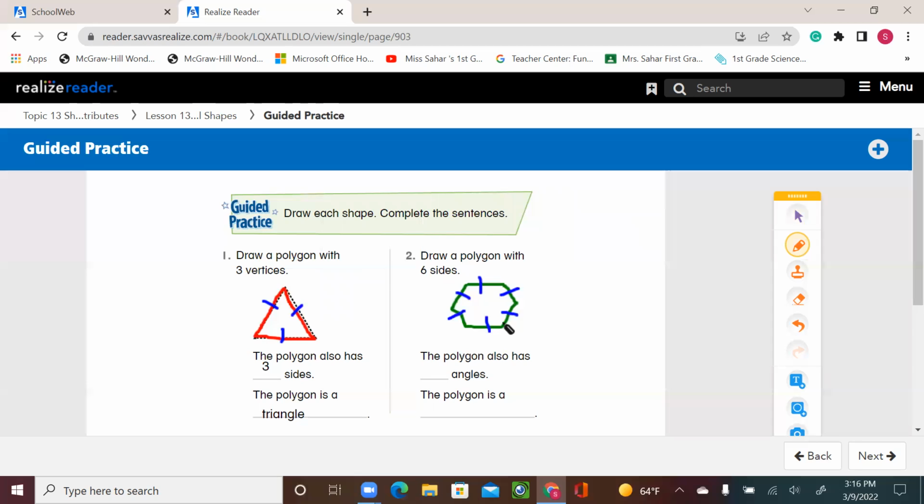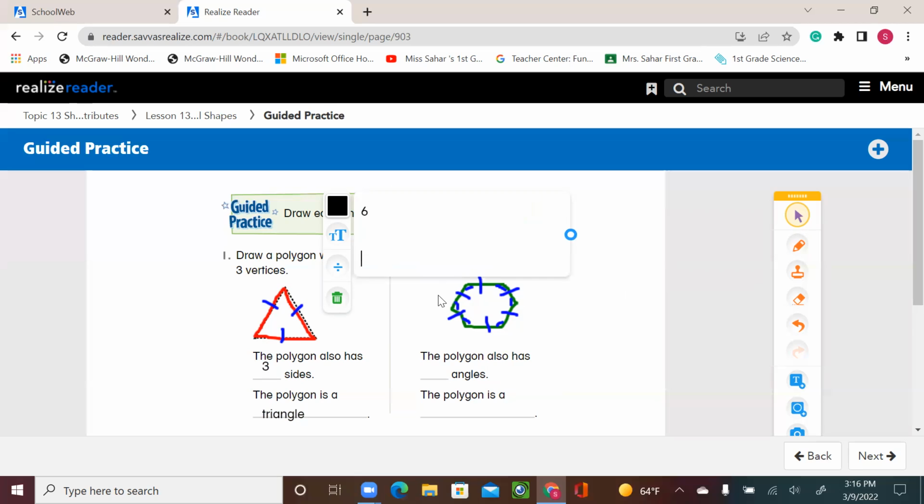And these are my angles. 1, 2, 3, 4, 5, 6. So let's put this down. So the polygon also has 6 angles. So I'm going to write 6. And I'm going to write the name of my shape, hexagon. So let's write hexagon.